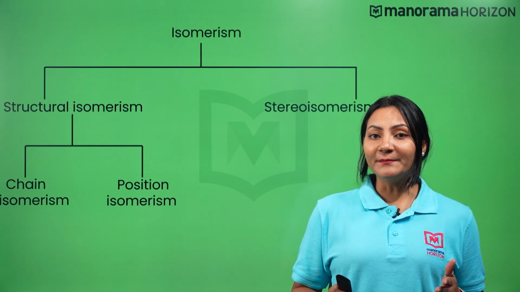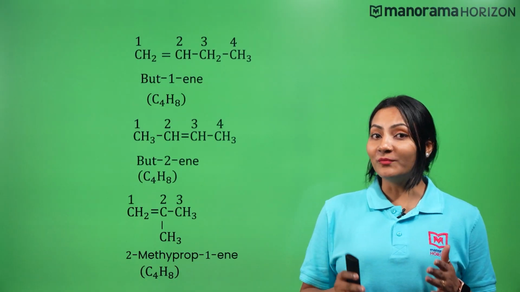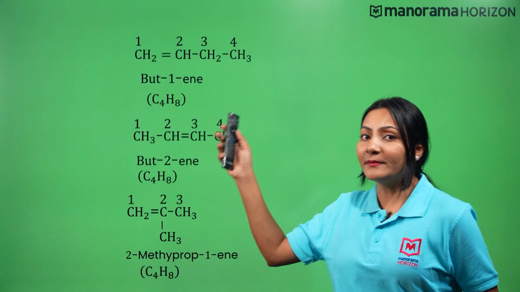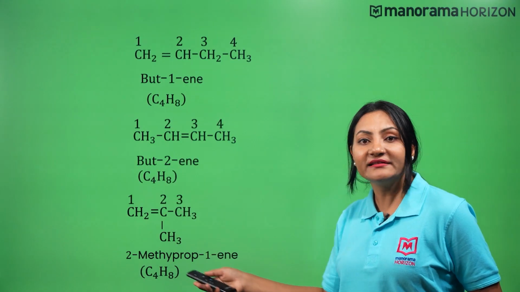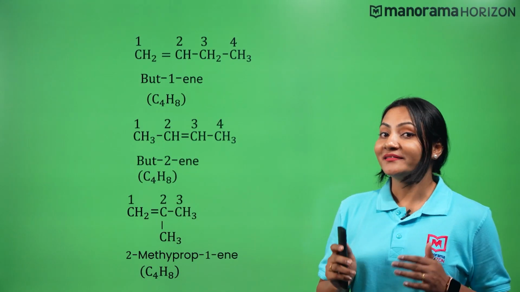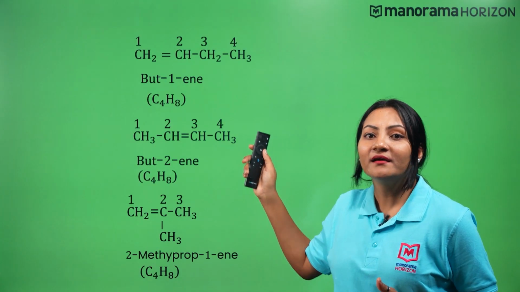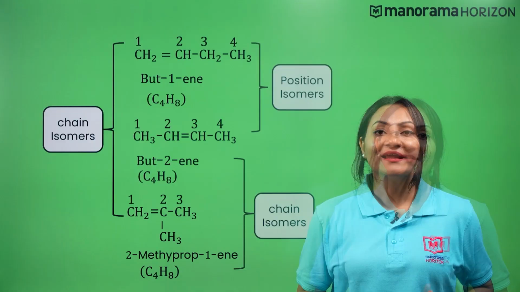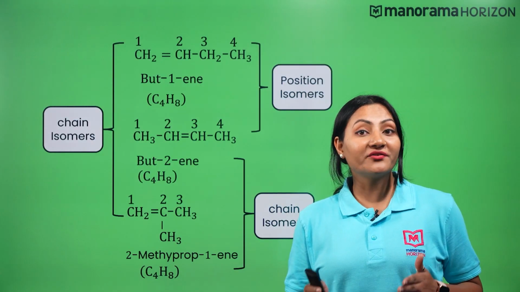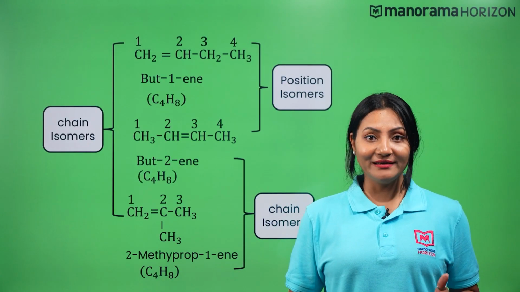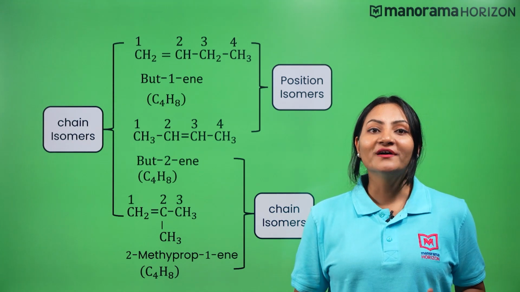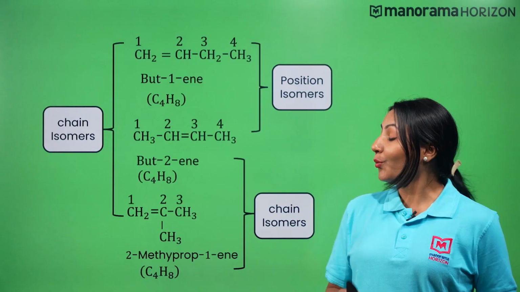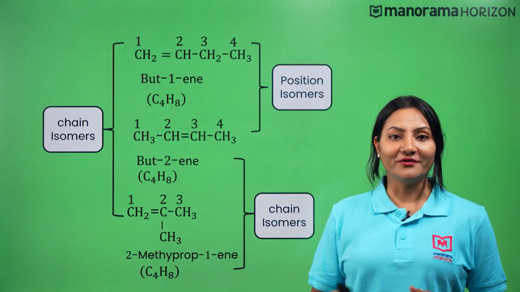Let's take an example of a compound with molecular formula C4H8. This compound can be represented in 3 different ways: but-1-ene, but-2-ene and 2-methylprop-1-ene. Here, structures 1,3 and 2,3 are examples of chain isomerism, whereas structures 1,2 are position isomerism.